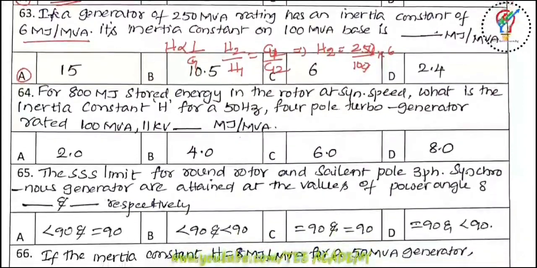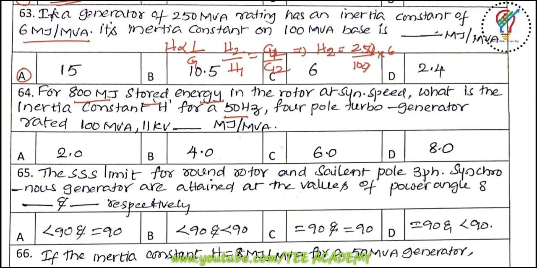Okay, right. Next question. For 800 megajoules stored energy in the rotor at synchronous speed, what is the inertia constant H for a 50 Hz 4-pole turbo generator rated 100 MVA, 11 kV? Repeat the question. For 800 megajoules stored energy in a rotor at a synchronous speed, what is the inertia constant H for a 50 Hz 4-pole turbo generator rated 100 MVA, 11 kV?